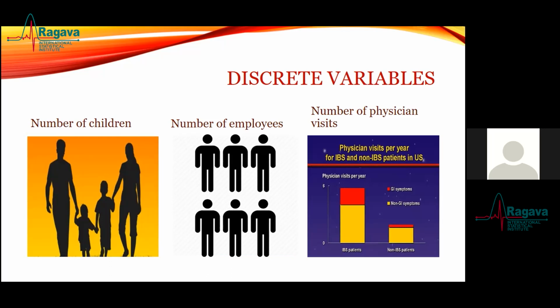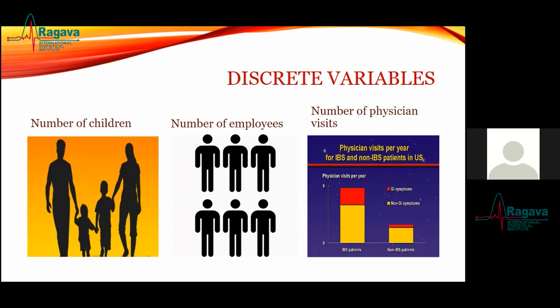Some examples of discrete variables. First, the number of children. These are very basic examples I'm talking about. Number of children in a family. It can either be 1 or 2, or sometimes there can be 10 children in a family. You can never express the number of children as 1.5 or 2.5. So it can take only certain numerical values. To be very precise, it is always a whole number.